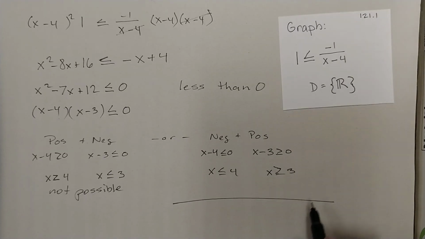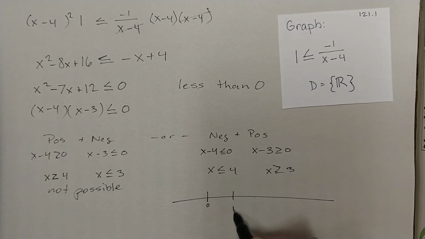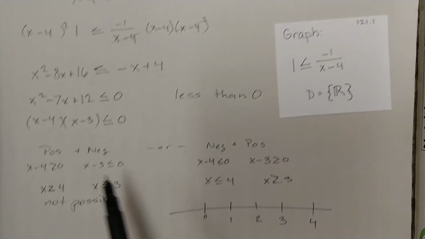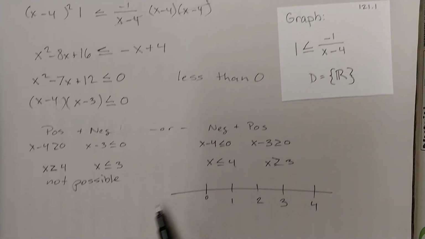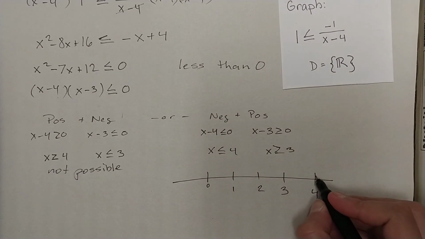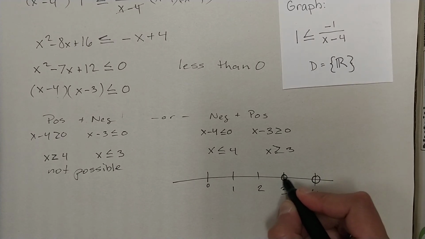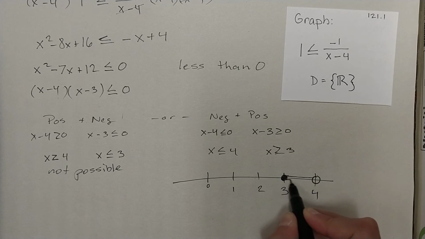So let's make our line. Up at the beginning we said that x could not equal 4 because then we'd have 0 in the denominator. So we're going to have an open circle on 4 and greater than or equal to 3. And our domain is reals, so we're just going to bold this line.